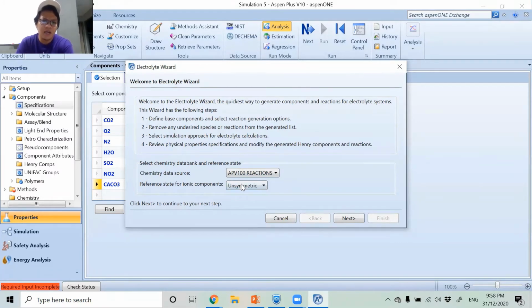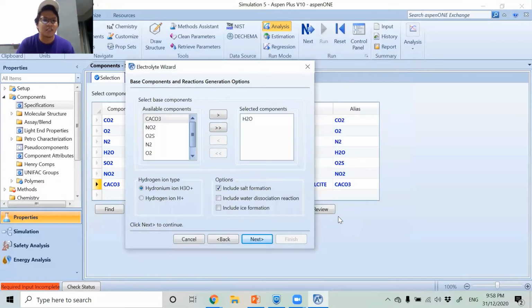In here, you have the option to use unsymmetric and symmetric. I will choose unsymmetric at this point. I will explain why I choose unsymmetric as opposed to symmetric, and I will explain what it means to have unsymmetric or symmetric reference state for the ionic components. And then I choose next.